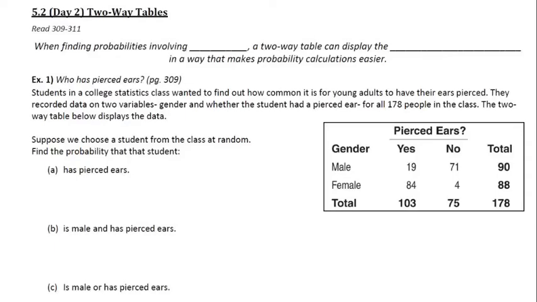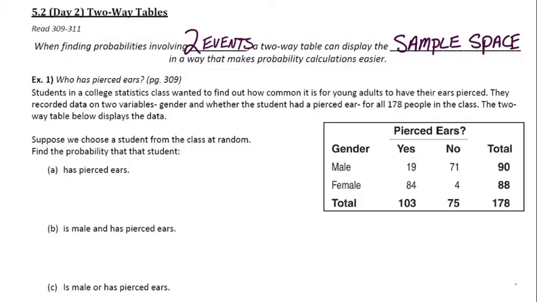5.2 Day 2, two-way tables. The first blank here: when finding probabilities involving two events, a two-way table can display the sample space, which is all possible outcomes, in a way that makes probability calculations easier.